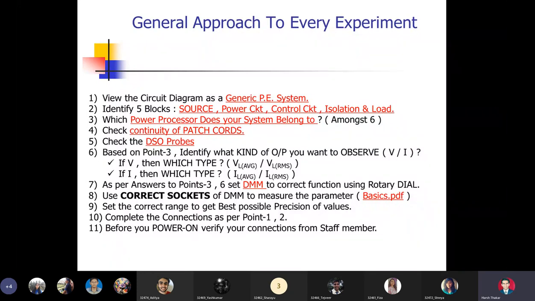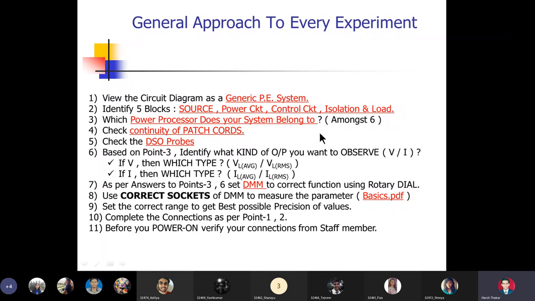Similarly, if the student knows that it is an inverter, immediately he knows that inverter means input is DC energy and output is AC energy. So he immediately comes to know that in order to measure the output voltage or the load voltage, I have to connect my DMM as an AC voltmeter.